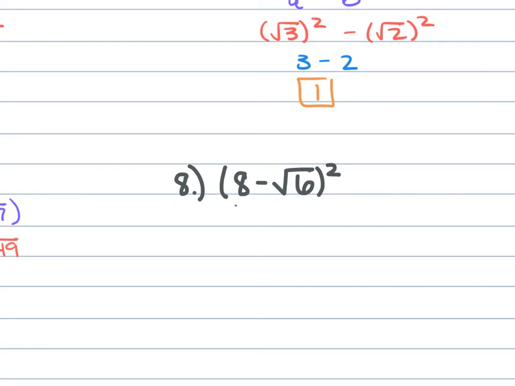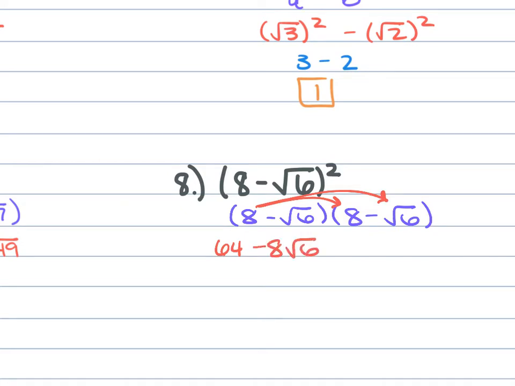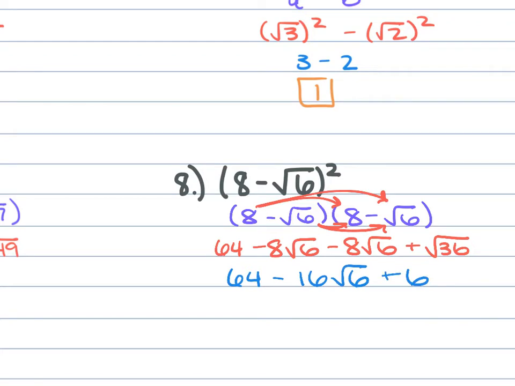For 8, we have 8 minus the square root of 6 squared. So this is 8 minus the square root of 6 times 8 minus the square root of 6. We can FOIL. So 8 times 8 is 64. 8 times negative square root of 6 is negative 8 square root 6. The negative square root of 6 times 8 is negative 8 square root 6. And the negative square root of 6 times negative square root of 6 is a positive square root 36. So this is going to give us 64 minus 16 square root 6 plus 6. The 64 plus 6 is 70 minus 16 square root 6.